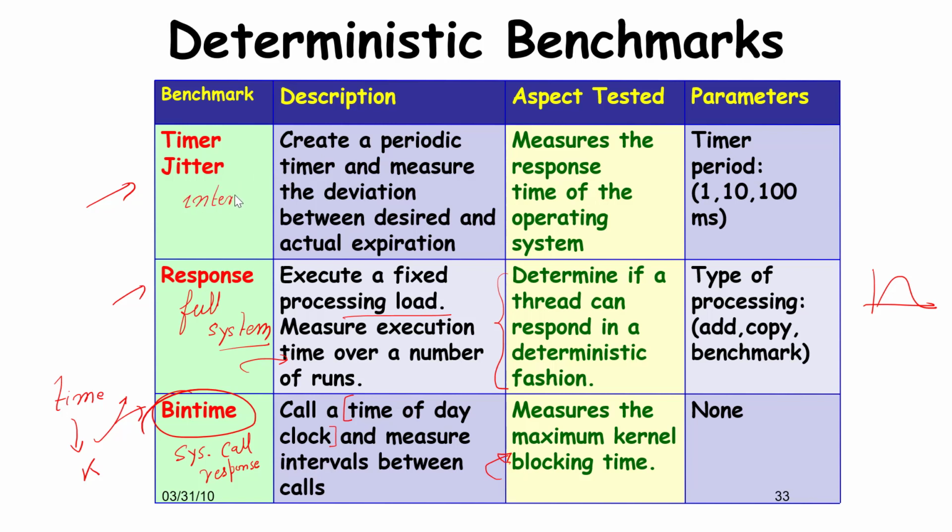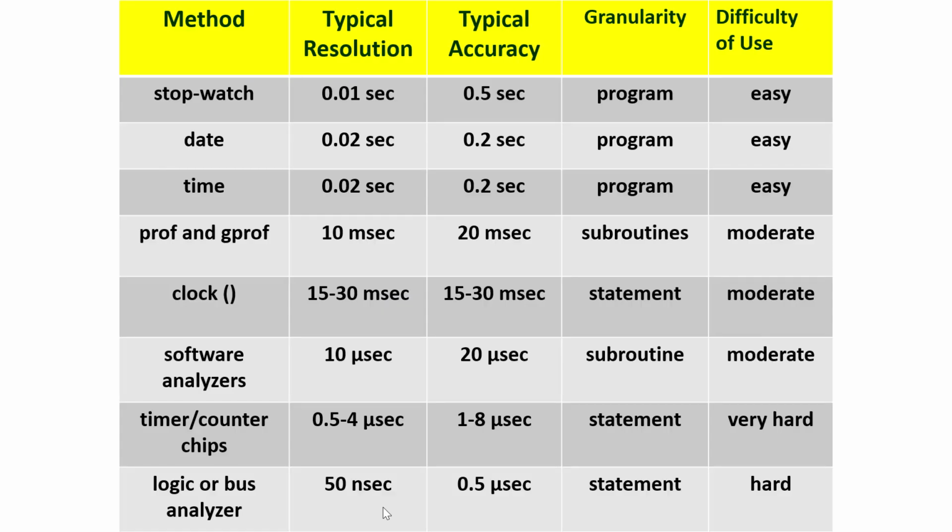Timer jitter is the interrupt response time, or rather the jitter in the interrupt response time. The full system response is something slightly different, right? And that's for the entire system. And bin time is exclusively for system calls, of course, measured in a very simple manner.